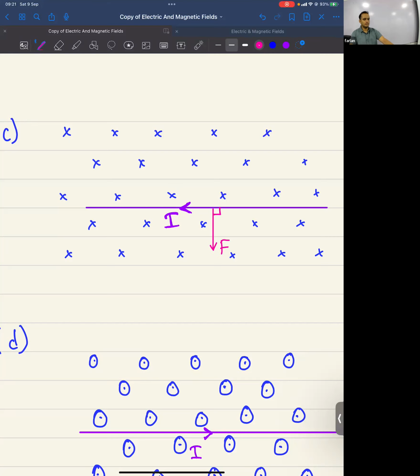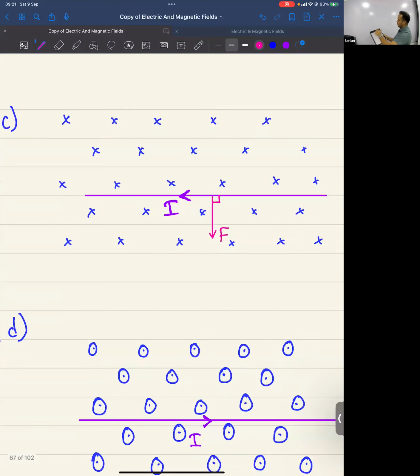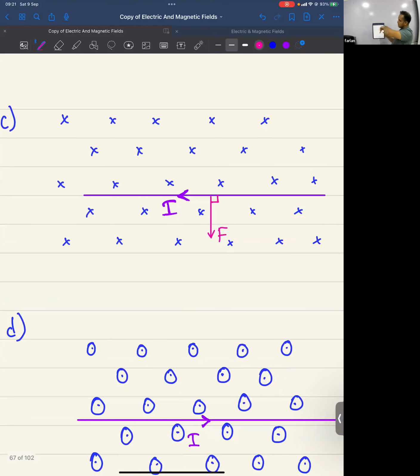Sir, can we put upwards also? No. How? Arrange the fingers. The magnetic field is this way, current is this way, the thumb has to be pointed down. There can't be two directions. Left hand, bro, left hand.